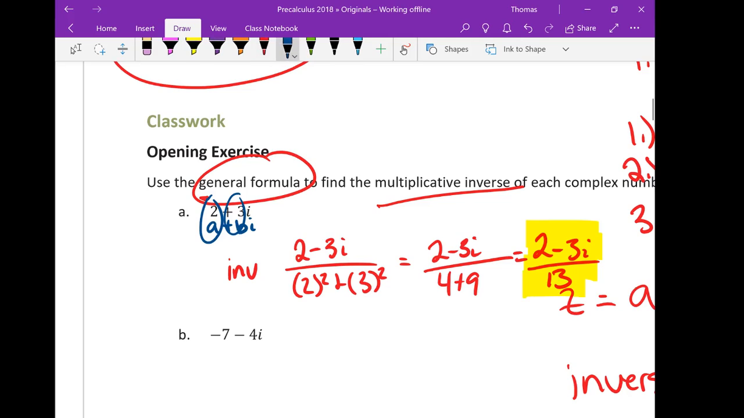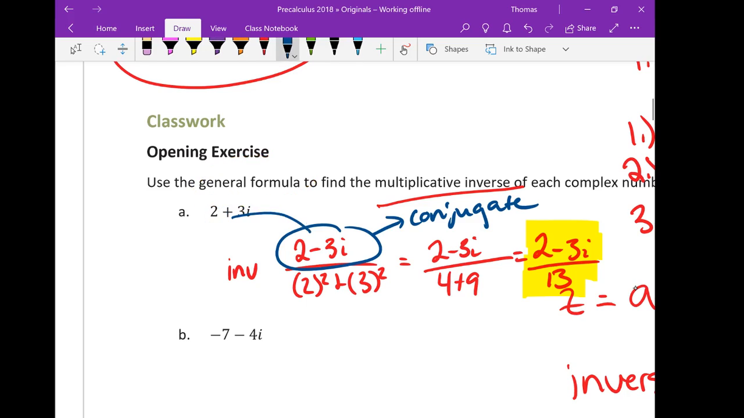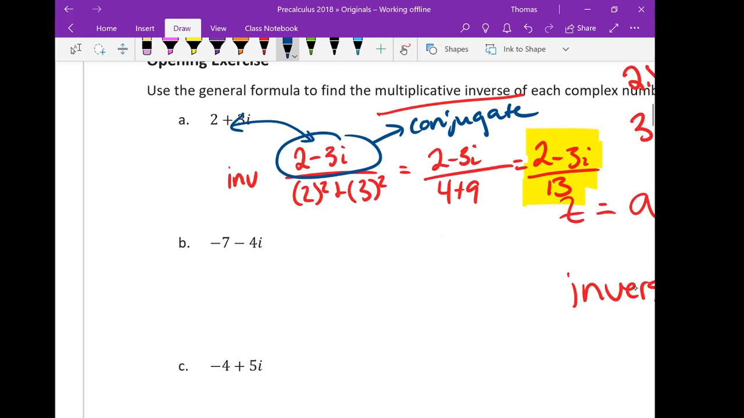Something to keep in mind as we go forward today, this top part is called the conjugate. We get it just by taking the negative of just the imaginary part. So between these two numbers, 2 minus 3i is the conjugate of 2 plus 3i. Let's do this again, a little quicker this time. The inverse will be our conjugate. Here, our imaginary part is negative 4i, so our conjugate is going to be negative 7 plus 4i. We just change the sign of only the imaginary part, and then we still divide by a squared plus b squared.